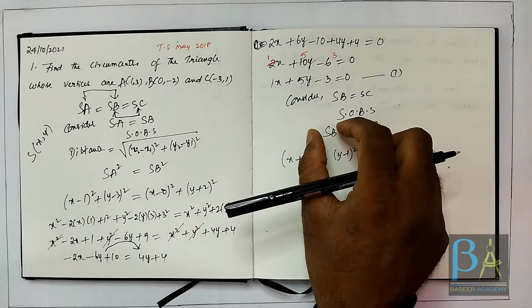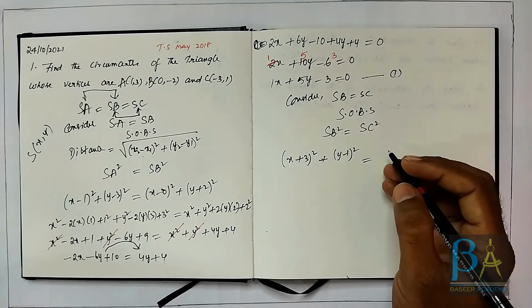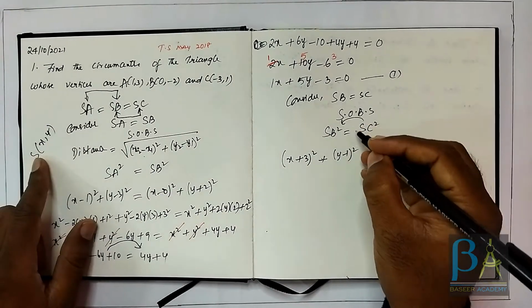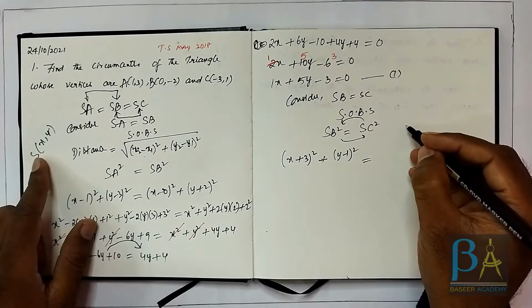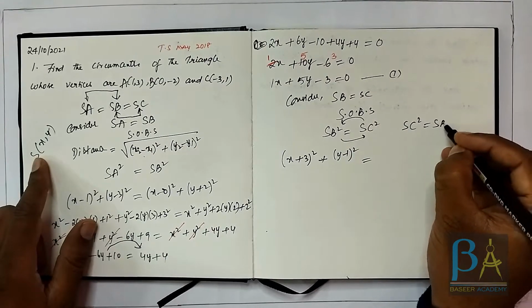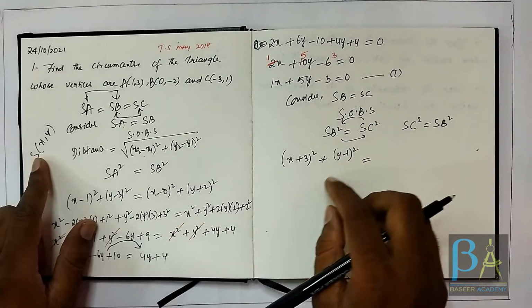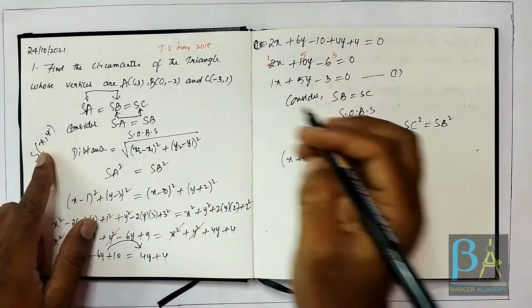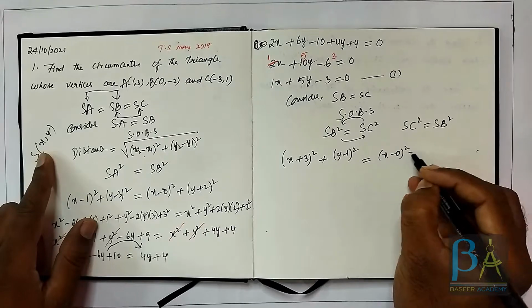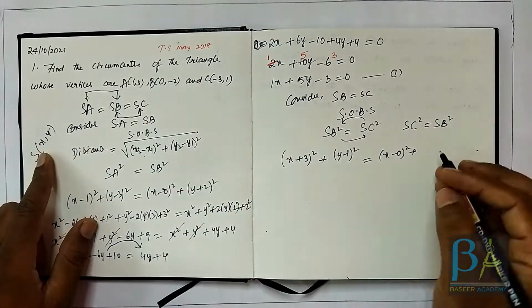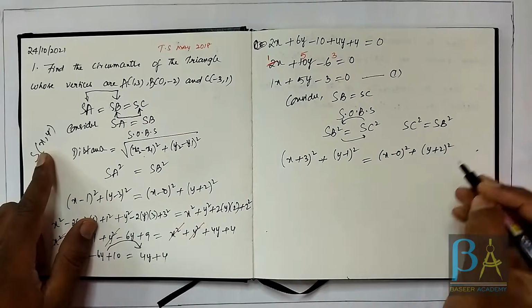So I can write SB square on the right hand side. That is fine. It hardly matters. If SB square is equal to SC square, it is also equal to SB square. That doesn't really make any difference. Okay, let me find out SB square now. So x minus 0 whole square plus y minus of minus 2, that is plus 2, whole square.